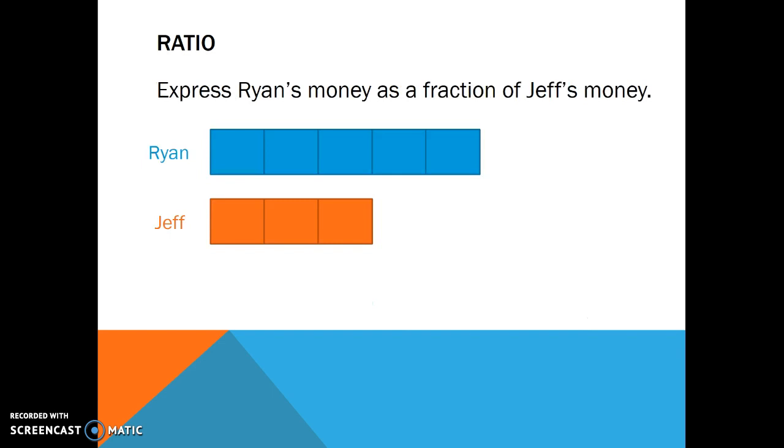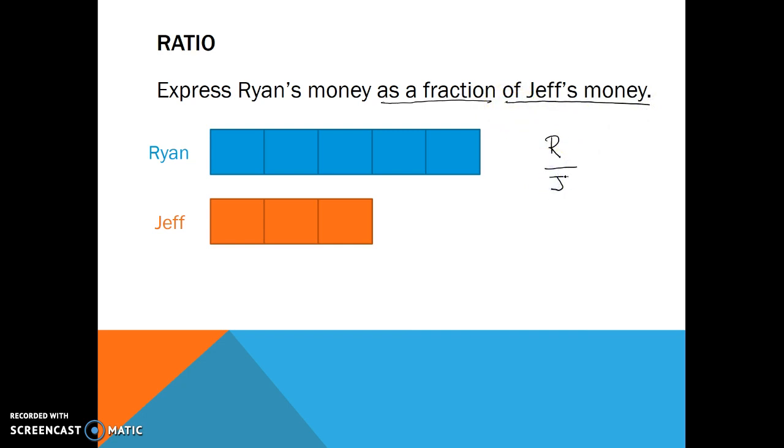Okay, express Ryan's money as a fraction of Jeff's money. So again, let's look for our is or as or are over of. So here's our as statement, as a fraction. So Ryan's money is going to go on top. Our of is Jeff's money, so Jeff will go on the bottom.